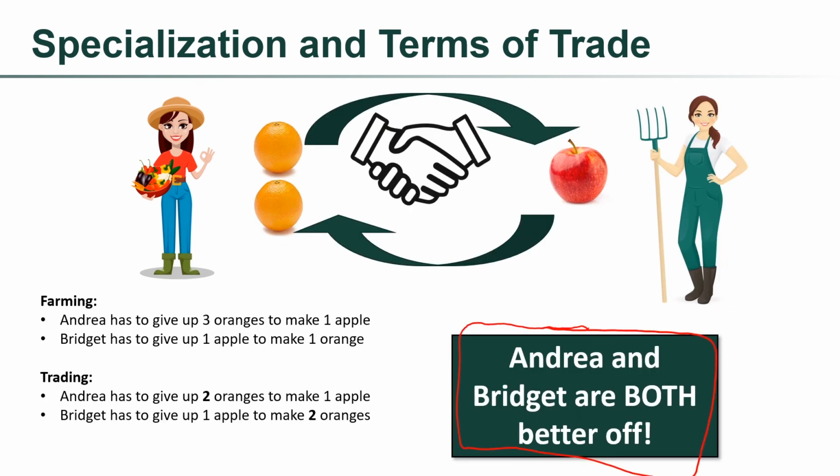And let's review why this is. In farming, so this is if there's no trade, the only way to get something is to grow it yourself. Well, Andrea has to give up 3 oranges to grow an apple. Bridget has to give up 1 apple to get 1 orange. Now, Andrea only has to give up 2 oranges to make an apple. When she trades 2 oranges for an apple, Bridget, when she gives up 1 apple, will get 2 oranges. Both better off. And notice, again, they're both made better off without them having to come up with some sort of new innovation. All they have to do is meet each other and agree to trade.